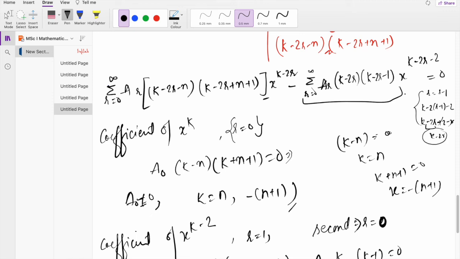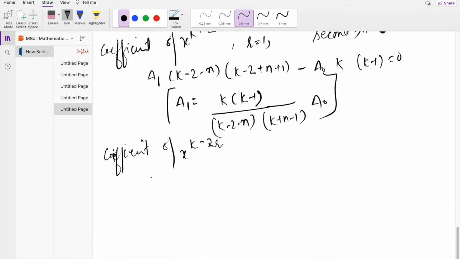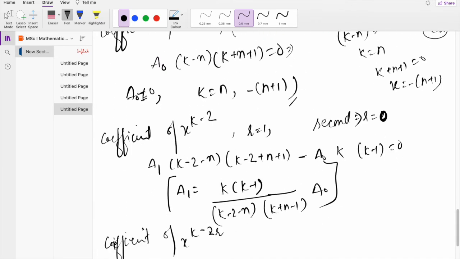So the second term will give me k minus 2r when I put r equals r minus 1 in this term. This is good, this is as it is, because this is already the coefficient of x to the power k minus 2r. So the coefficient will give me a_r times k minus 2r minus n, k minus 2r plus n plus 1. Good, plus 1.